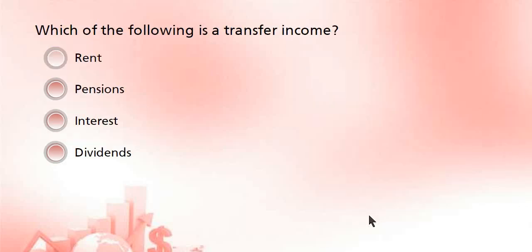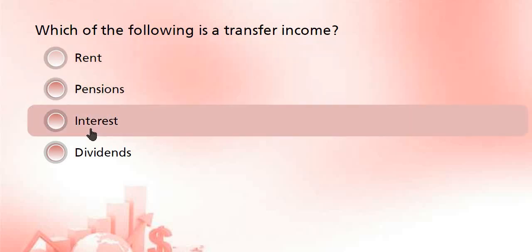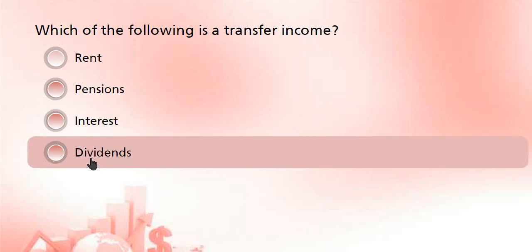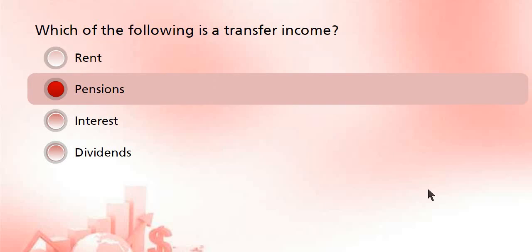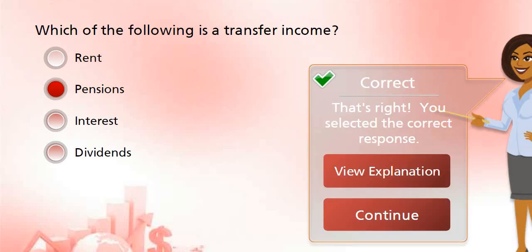Question 31. Which of the following is a transfer income? A. Rent, B. Pensions, C. Interest, D. Dividends. What is a transfer income? Transfer incomes are those incomes that are not worked for. And the only income that is not worked for here is pensions. So that would be the answer.